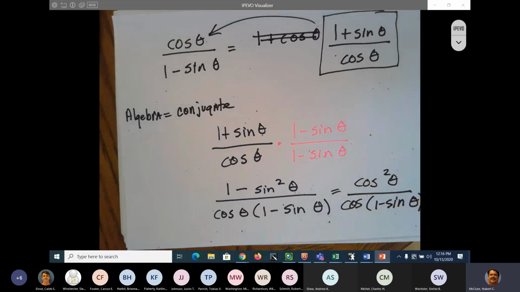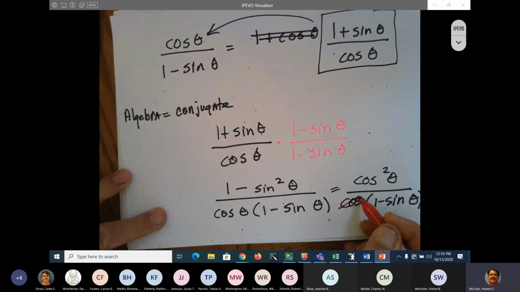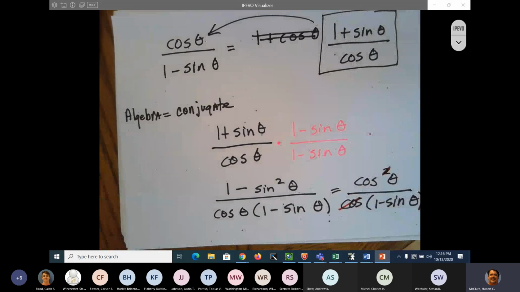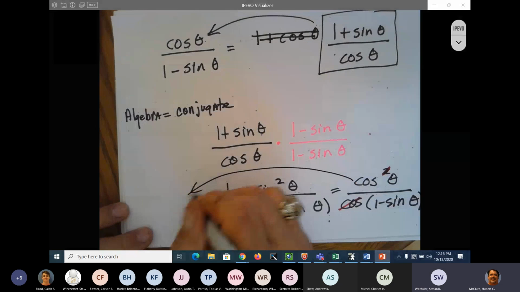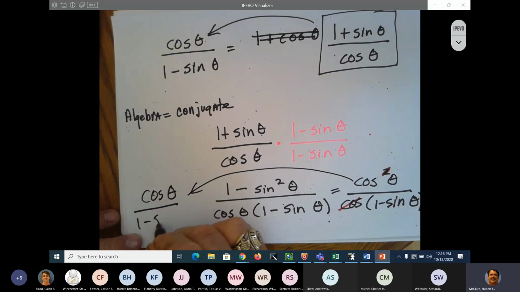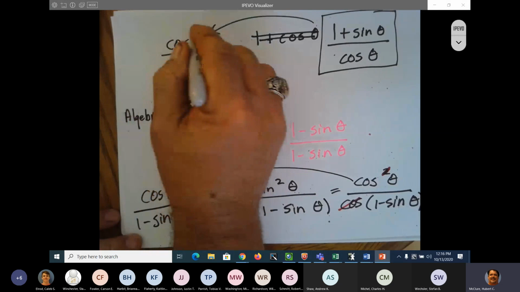Somebody tell me what happens. You can cancel out one of the cosines. This cosine by itself will cancel with one of these and just leave cosine, and that's going to leave me with cosine theta over 1 minus sine theta, and that's what we wanted.